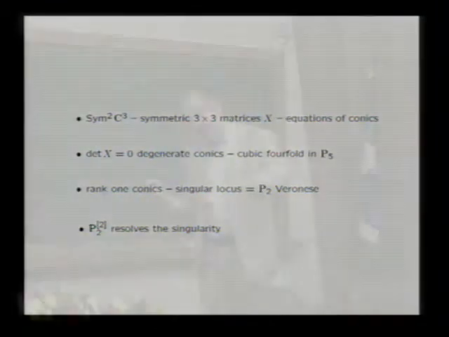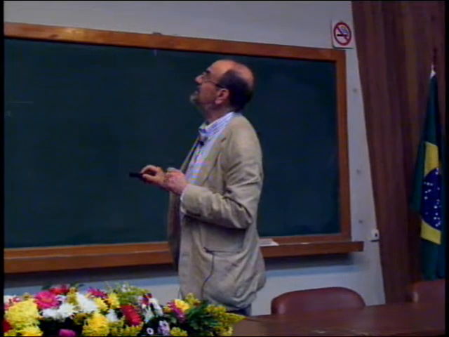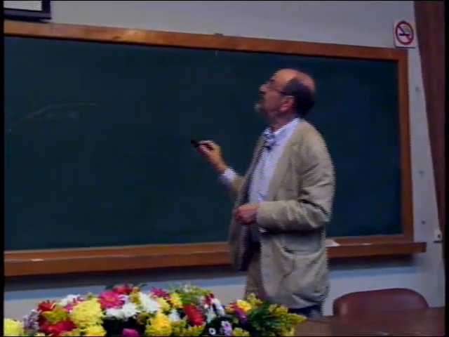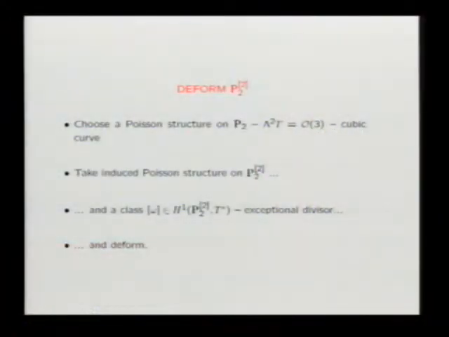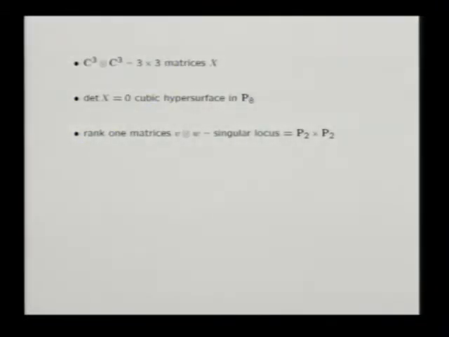So now turn on the deformation. So what do we need to deform? Well, we need to choose a Poisson structure on P2, so that means choosing a cubic curve, and we have to then take the induced Poisson structure on P2 on the Hilbert scheme, and then we're going to take a class in the cohomology. Well, this, as I said before, we take the exceptional one to get a non-trivial deformation, and we make this deformation. And so I now want to give you a description, in algebraic terms, of what that deformation is.